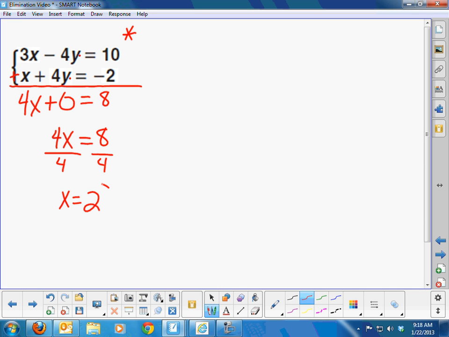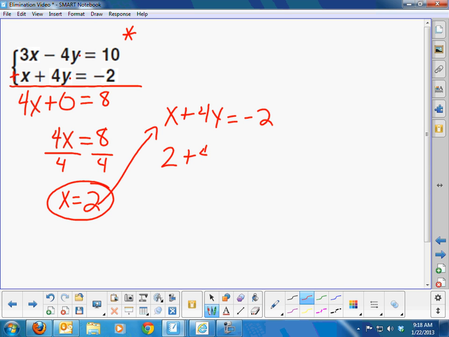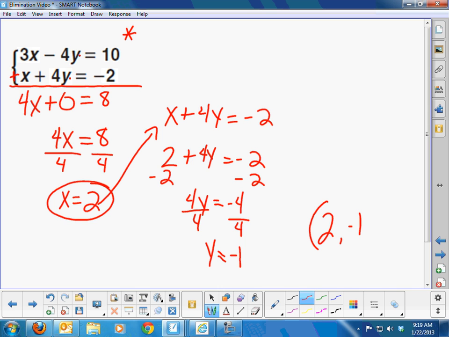Now I can take my x equals 2, and I can plug that back in to either one of these equations. I think I'm going to choose this bottom one. X plus 4y is equal to negative 2. I'm going to plug in 2 here for x. 2 plus 4y is equal to negative 2. Subtract 2 from each side. 4y is equal to negative 4. So y is equal to negative 1. And I'm going to write that solution as an ordered pair.